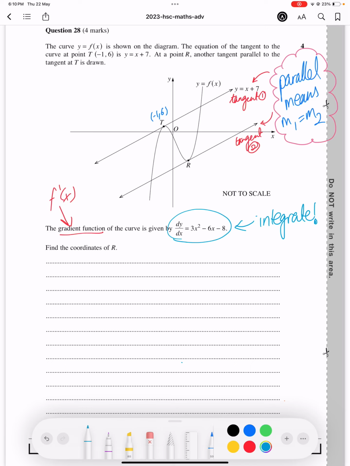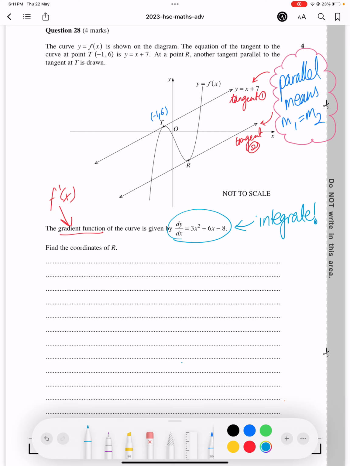This is how to solve this question. So this question has given us a curve, which is y equals f of x, and looks like a cubic curve. Now the question says the equation of the tangent to the curve at point T, which is (-1, 6), is y equals x plus 7.